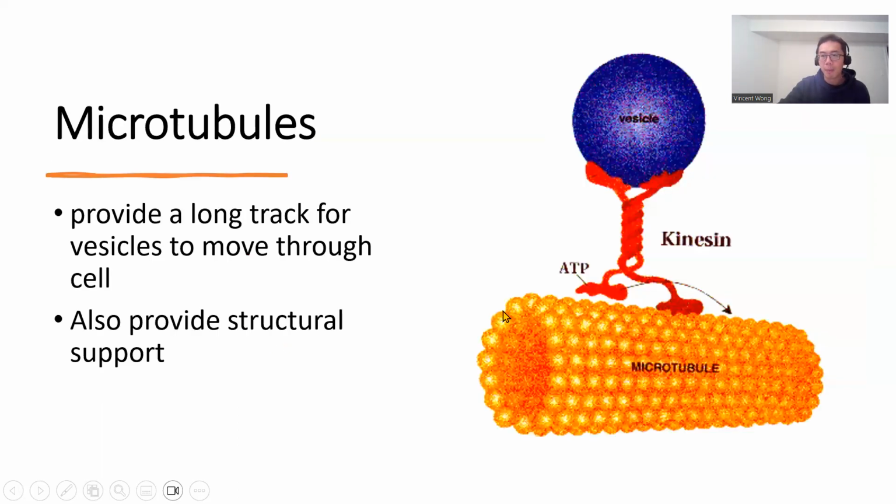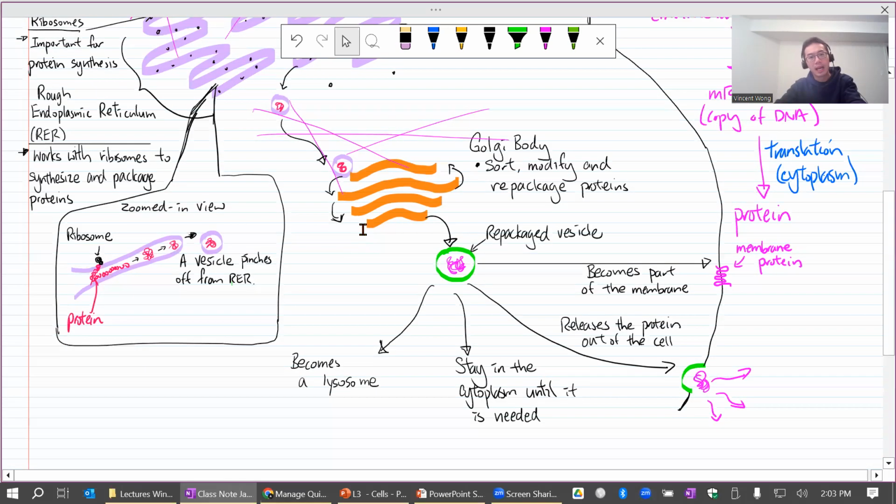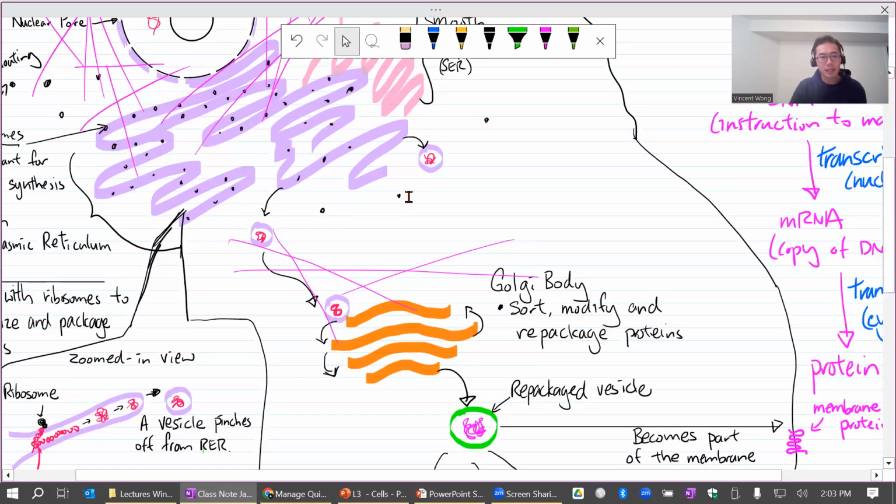Finally, we have the microtubules. That's the third type. The first one was microfilament. Second one, intermediate filament, and the last one are microtubules. So back to my question here: how does the vesicle over here, how is it able to find the Golgi body?